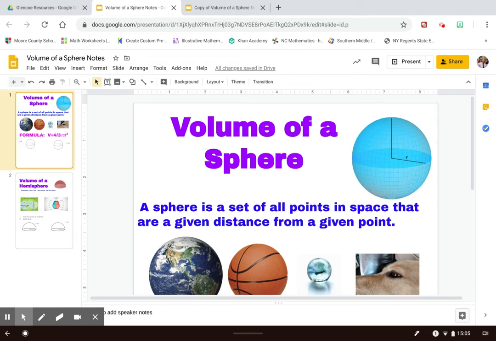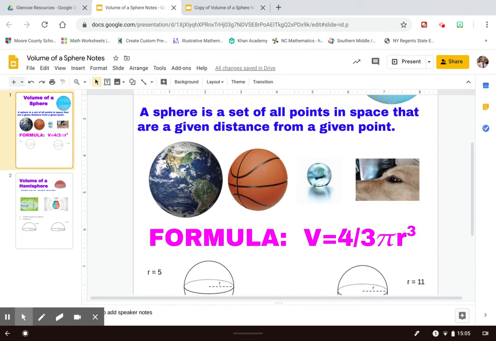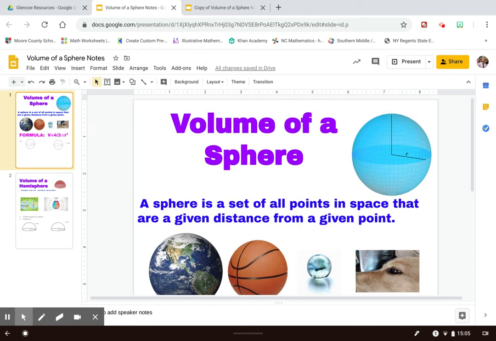All a sphere is, as you see in the picture of a sphere in the upper right-hand side of the page, is the set of all points in space that are a given distance from a given point. If you look up there, the center is your given point, and the given distance is the radius.